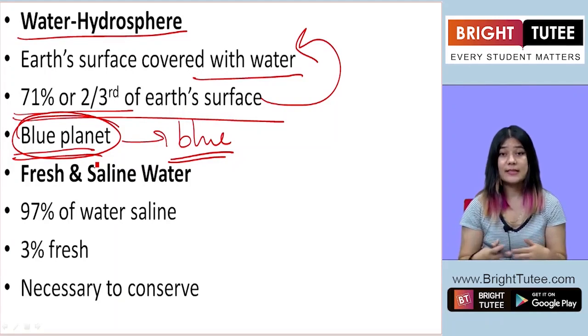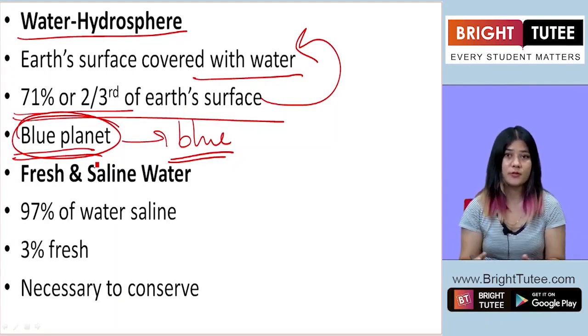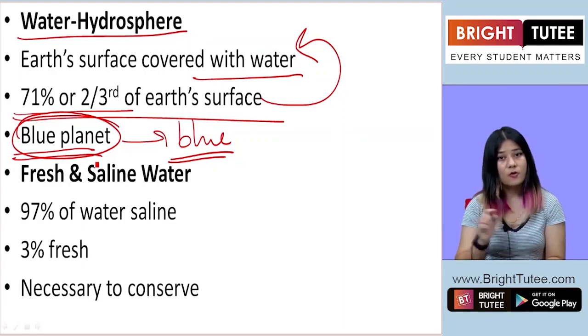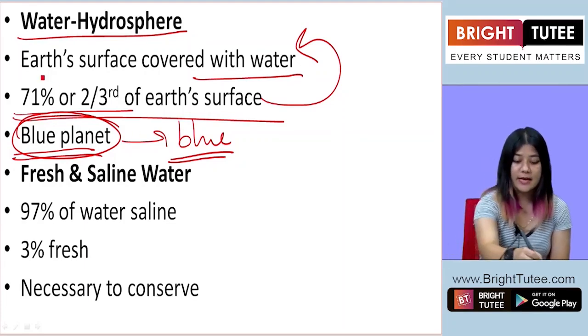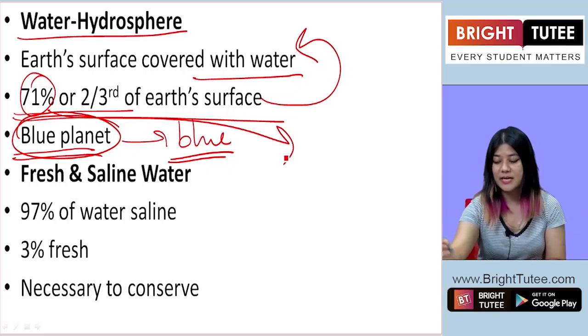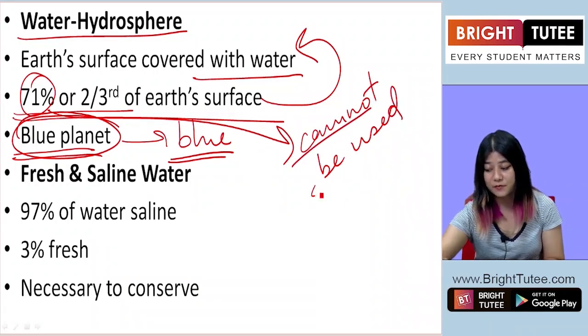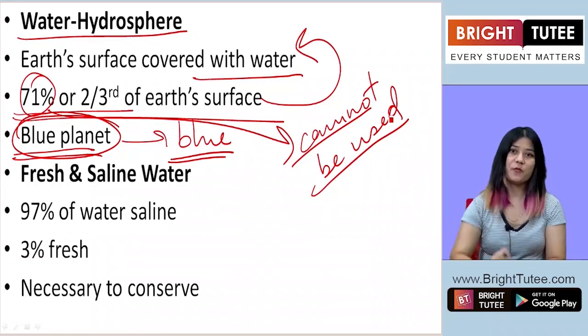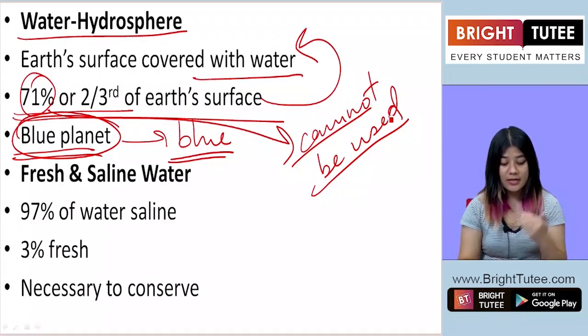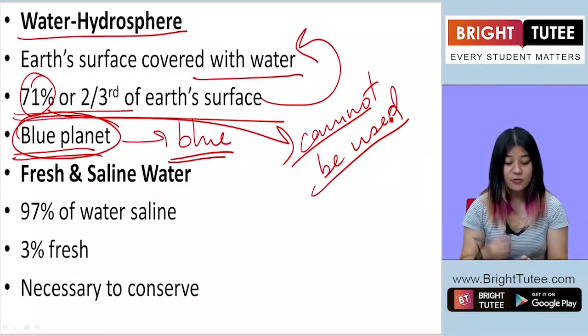Now, as we said, 71% of the Earth's surface is covered with water. Now we may think that that's too much water, that's so much water. Why do we still have water scarcity? Why do we still have problems with water, right? That is what you may think. Not all of this water can be used. Only some part of it, some percentage of it can be used. Okay? So let's move on to the next section to understand that.